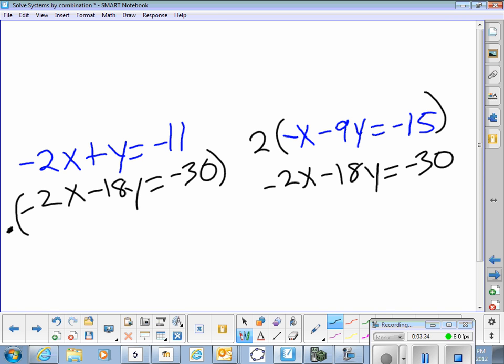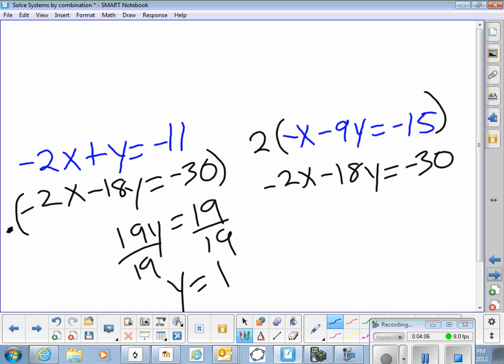So negative 2x plus 2x is 0. So a y subtract a negative 18 would be adding. So that would be y plus 18y is 19y. And subtracting a negative 30 is the same as adding 30. That gives us 19y equals 1. Well, I can plug that into either equation.